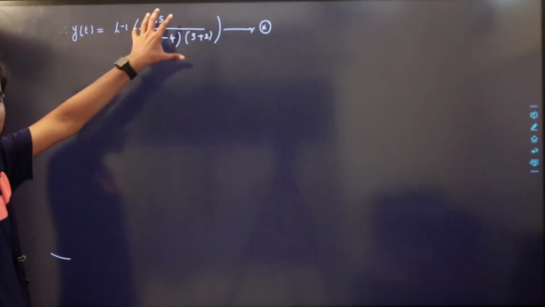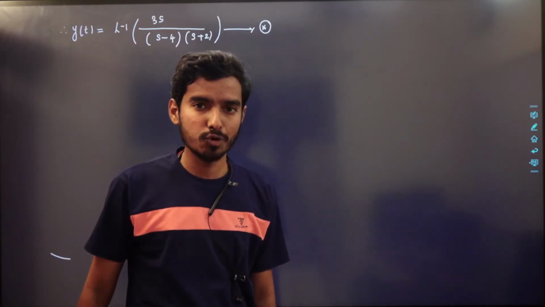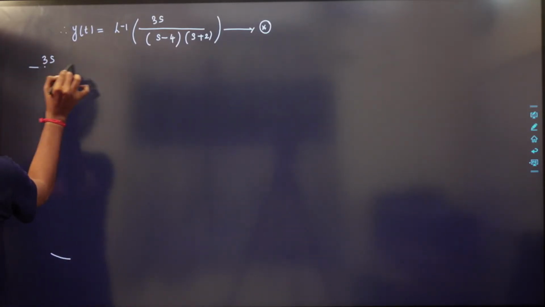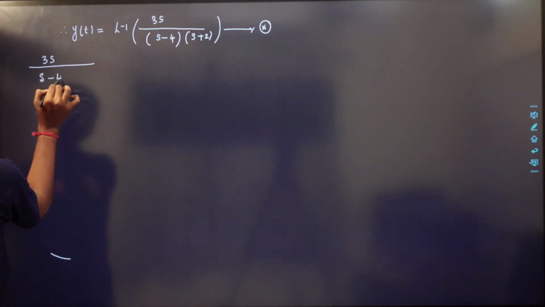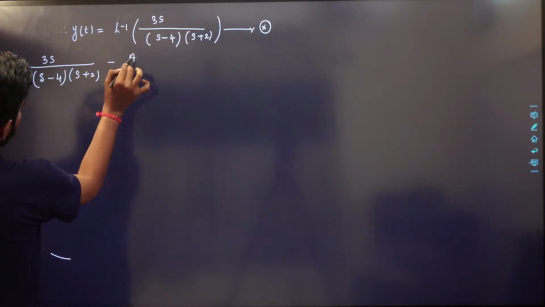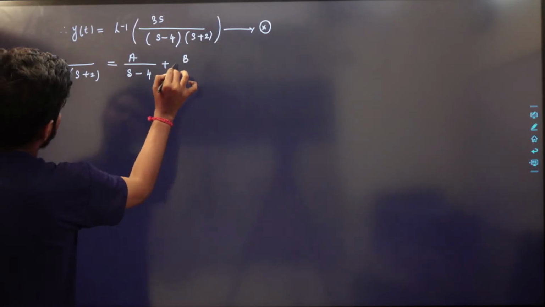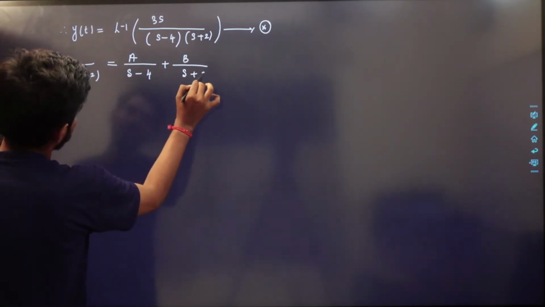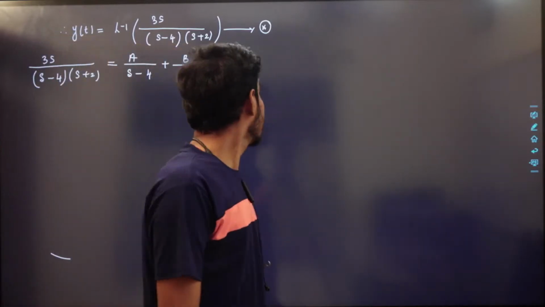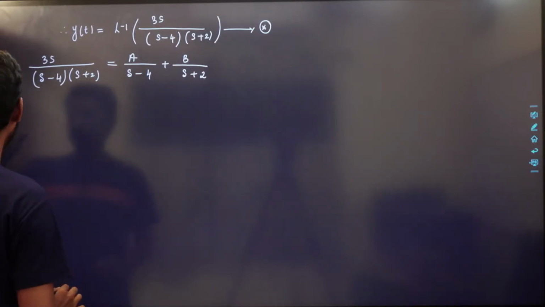So we will find the partial fractions for this, split it up, and then apply the inverse Laplace transform to find the required function. So we have 3s divided by s minus 4 times s plus 2, which is nothing but A by s minus 4 plus B by s plus 2. Now you can see we have two distinct roots.